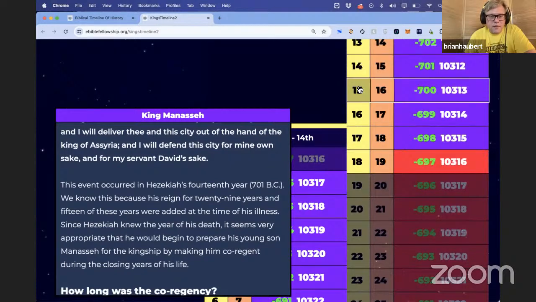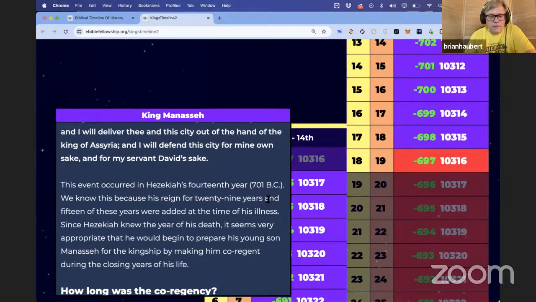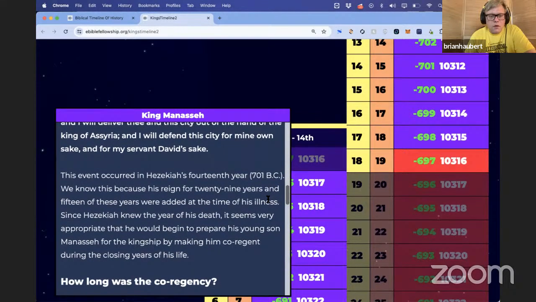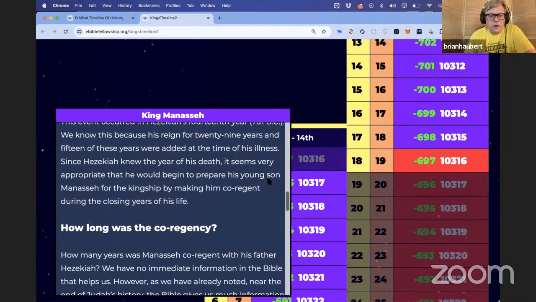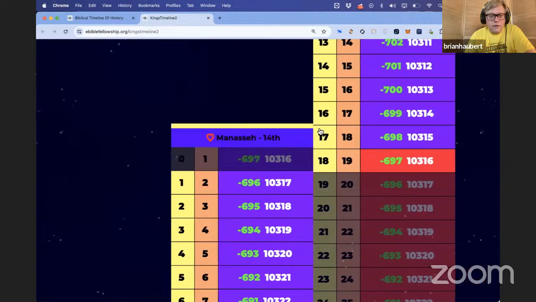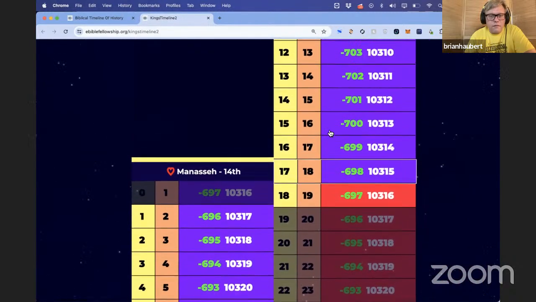Since we knew the year of his death, it seems appropriate that he would prepare his young son Manasseh for the kingship by making him co-regent during the closing years of his life. Now, it's important to note that his son was not actually born when he was given the 15-year extension yet.